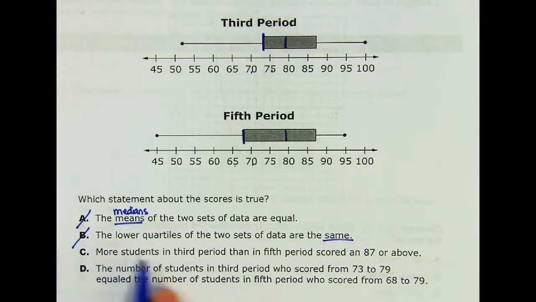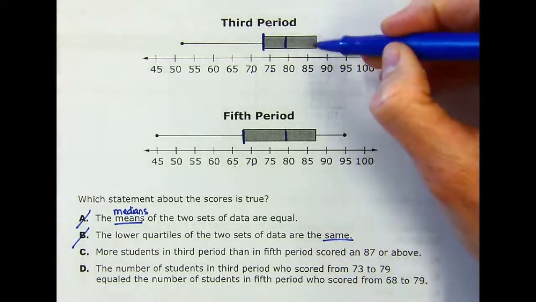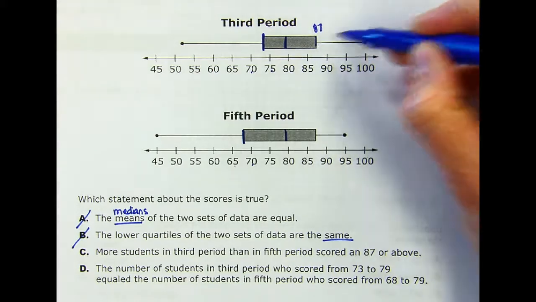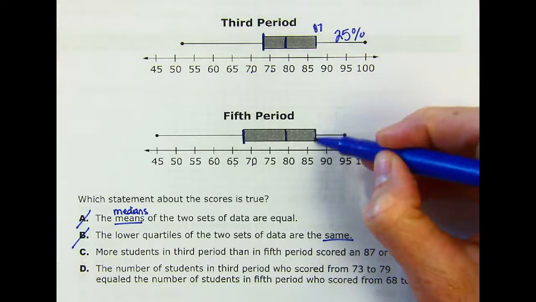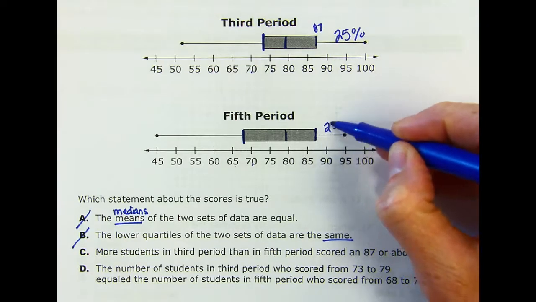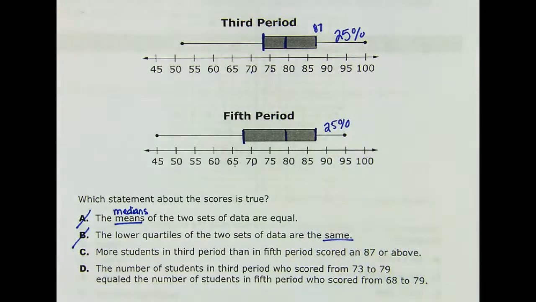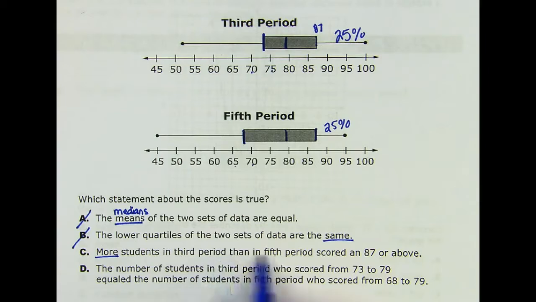C says more students in 3rd period than 5th period scored an 87 or above. So let's look at 3rd period. Here is 87 and above. That's 25% of the data. Here is 87 and above. That is 25% of the data. So more students in 3rd than 5th scored an 87 or above? That is false. The same number of students. Well, we've eliminated everything but D, so hopefully D will be the correct answer.